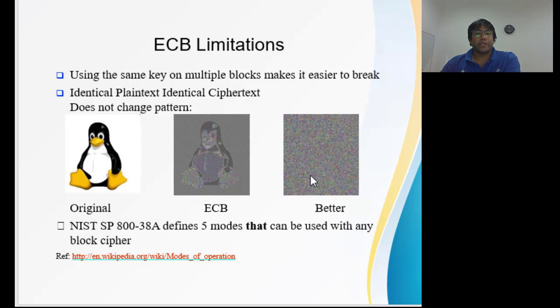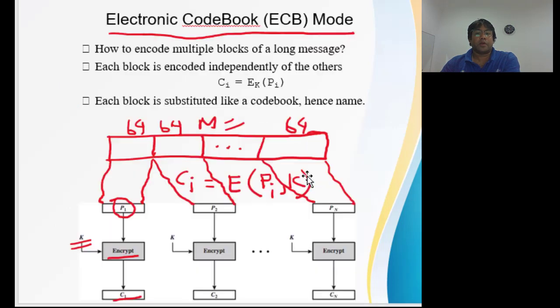Before discussing the limitations of electronic codebook, let's discuss some advantages of electronic codebook. One important advantage is that it is pretty simple in terms of implementation. What you have to do is just divide your message into blocks and process block by block.